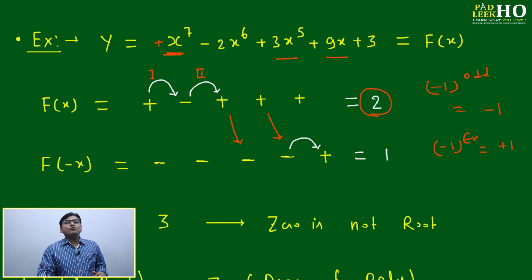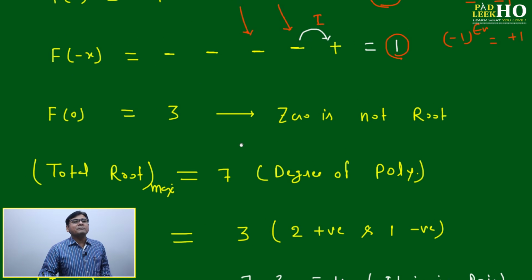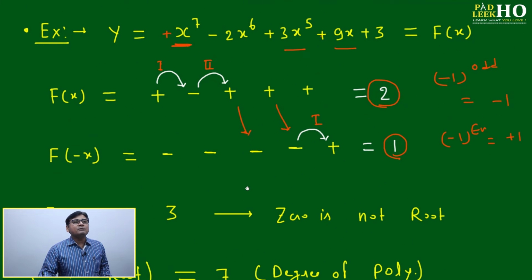Then just from left to right you check whether a sign change is happening or not. Minus minus minus minus, then only one sign change, minus to plus, means only one. f(0) equal to 3 means 0 is not a root, or directly you can say a constant term is there, so 0 cannot be a root. Total roots will be 7 because 7 is the degree of this polynomial.